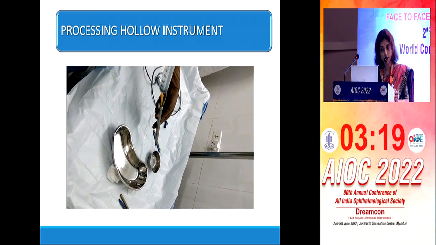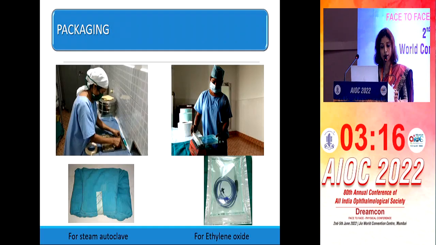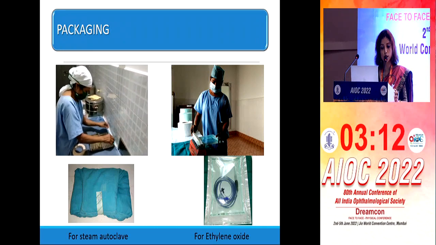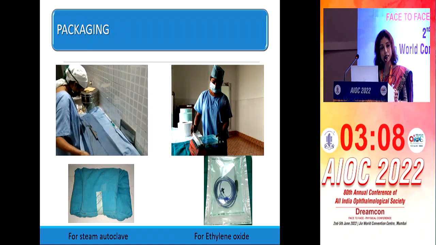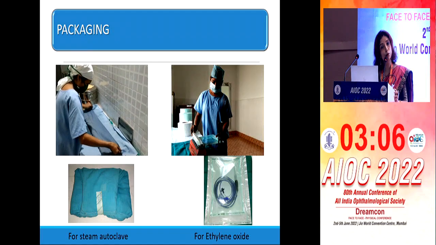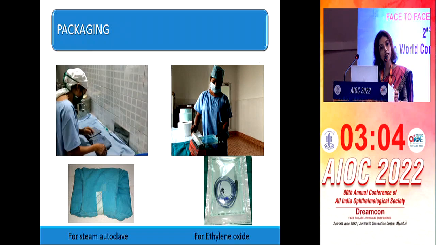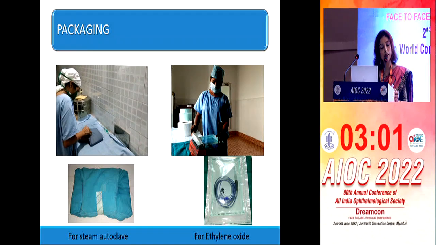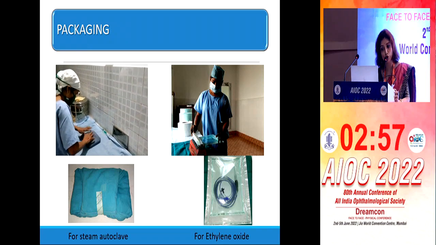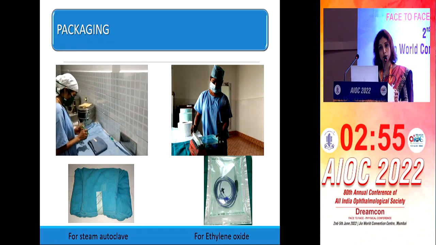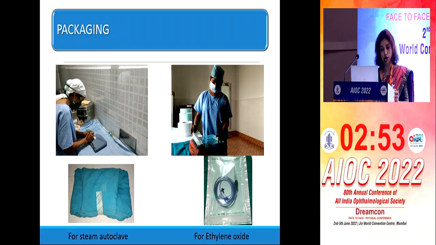it goes for sterilization. Packing again is different for steam autoclaving and for ethylene oxide. For steam autoclaving, you need to put those chemical indicator strips inside the stainless steel box, then in the outer cover as well, and on the strip, please mention the date and the time of when you're putting it. And it's supposed to change color after autoclaving is done.